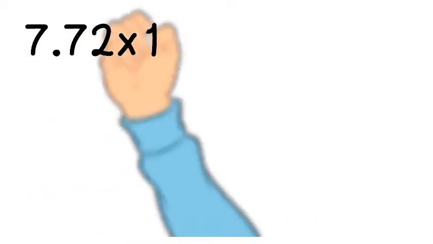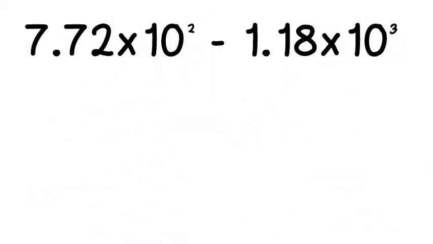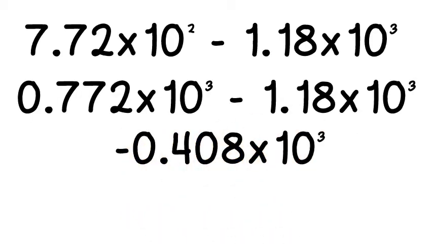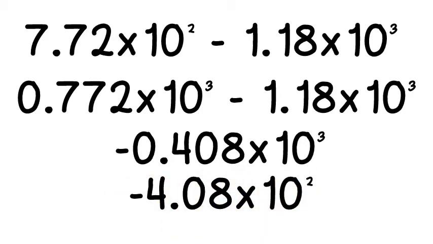And in our final example, we're going to do a subtraction. And so here we're going to change the 7.72 to be to the 10 to the third. And so that's going to be 0.772 times 10 to the third minus 1.18 times 10 to the third. We subtract those, and we get negative 0.408 times 10 to the third. But that's not in scientific notation, so we need to move the decimal point over, and we get our final answer.